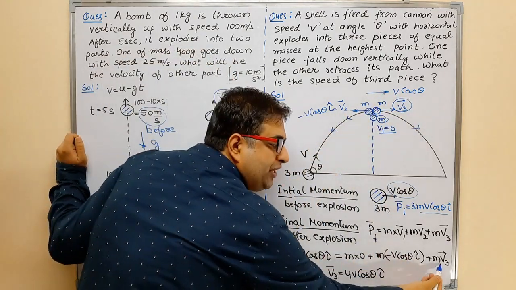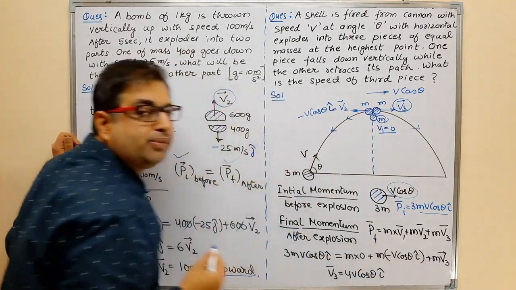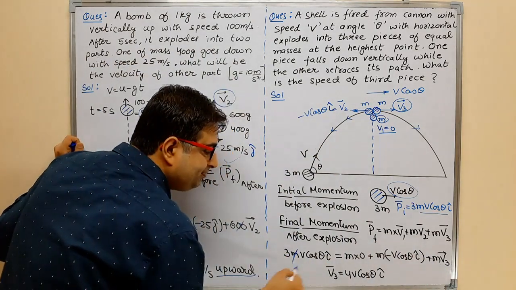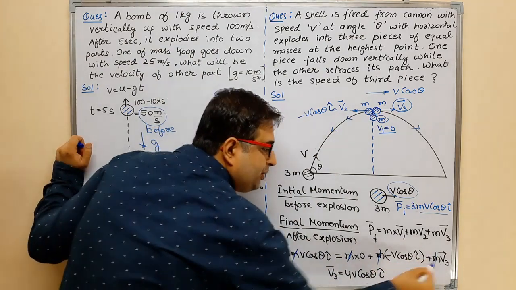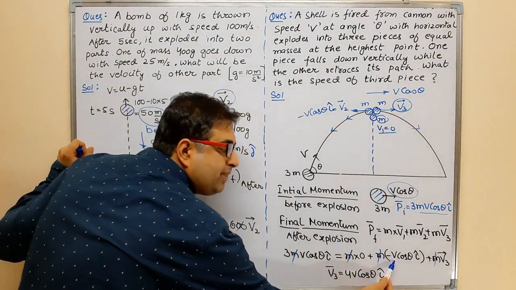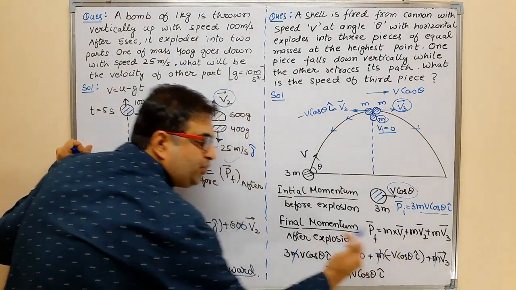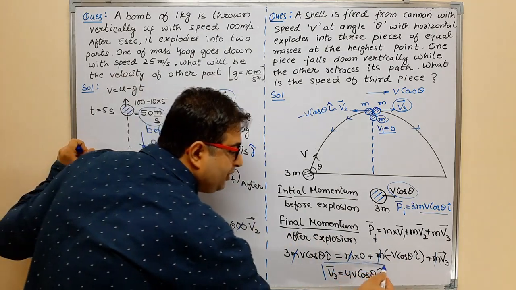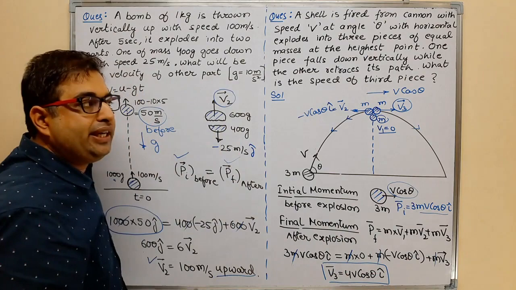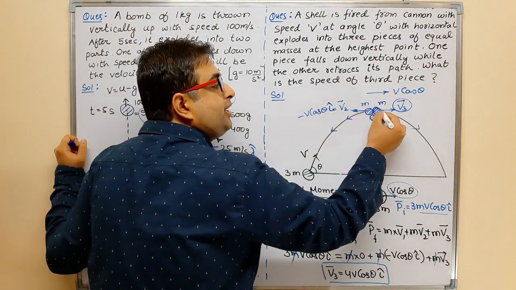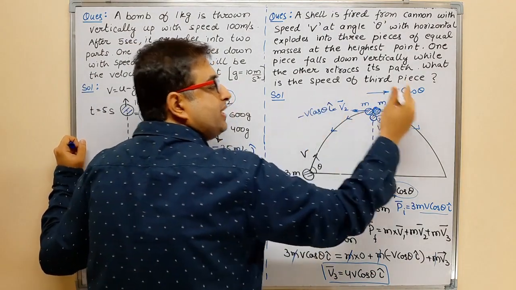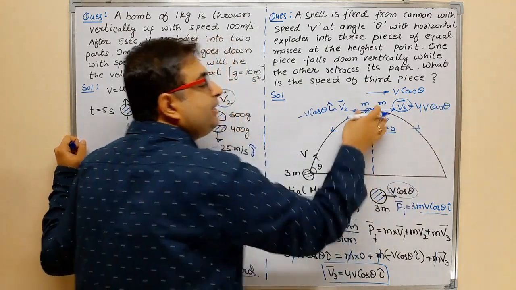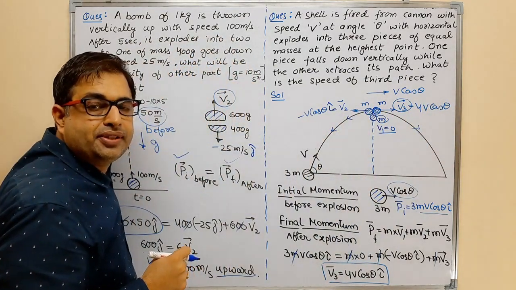And the third velocity v3 we don't know. So let us put v3. m into v3 is the momentum of third part. Now conserve the momentum. m will cancel out. This is minus v cos theta i cap, move to left side. Then we will get v3 as 4v cos theta i cap. That means this third mass is moving in right side with velocity 4v cos theta. That is our answer. Right?